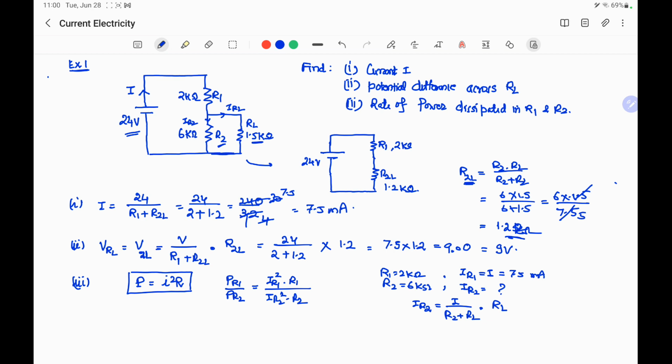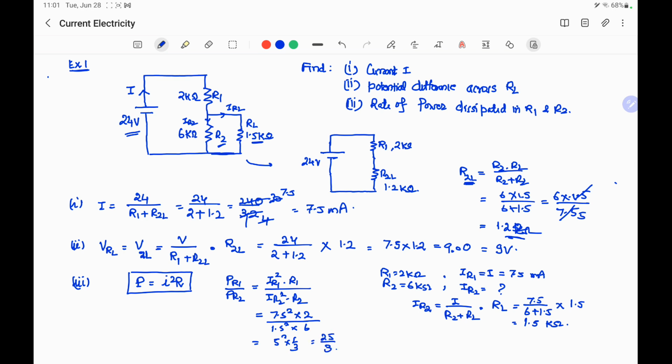That means we have to use the other resistor. So this value will be equal to main current 7.5, resistors 6 plus 1.5, and then multiplied by the lower resistance, this is 1.5. So this value will come 1.5 milliampere. Therefore, substituting the value, we will have this IR1 square, this is 7.5 square into resistor R1 which is 2 kilo ohm, divided by IR2 square, this is 1.5 square, and resistor R2 is 6 kilo ohm. So on simplifying, it will be 5 square into 1 by 3, that is equal to 25 by 3.